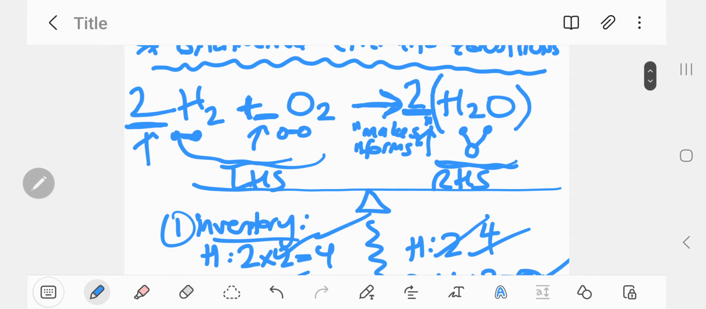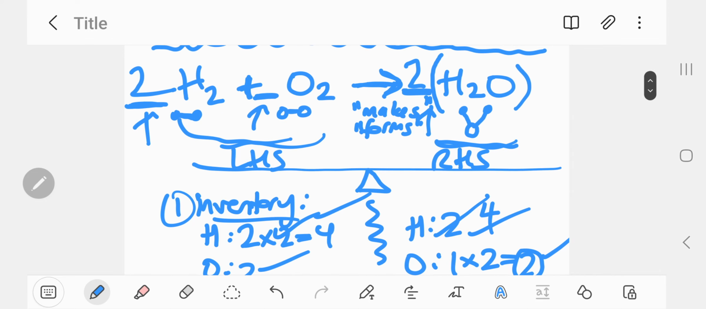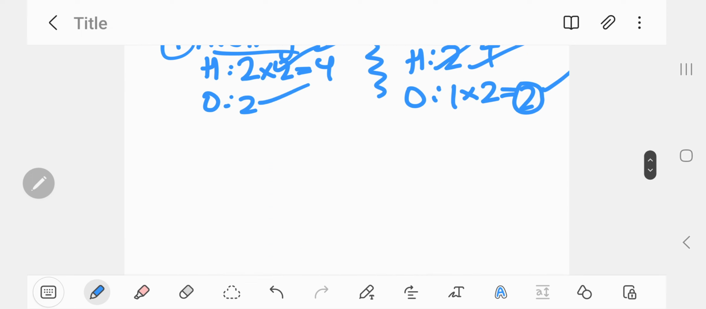It's really just left-hand side, right-hand side, making sure you got the same number of atoms, right? So that's an example there. Let's do another one.